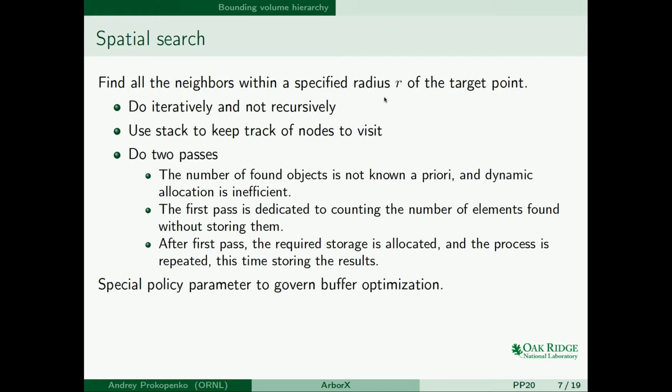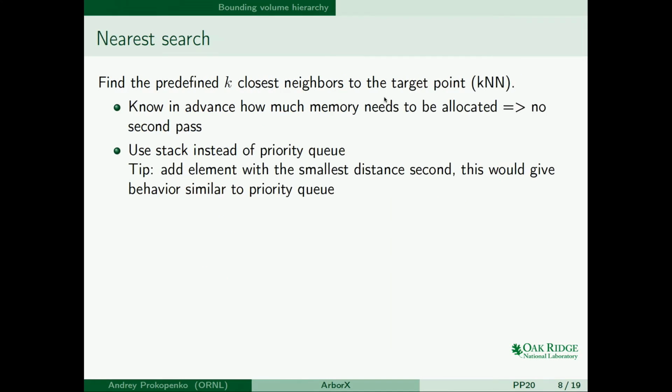And because dynamic allocation is kind of a pain on GPUs, we typically either run it twice, where in the first run we count the number of objects and then the second time we actually store them, or we require users to provide us with a strict upper bound on the number of found objects so that we can pre-allocate the storage and store them using a single pass.